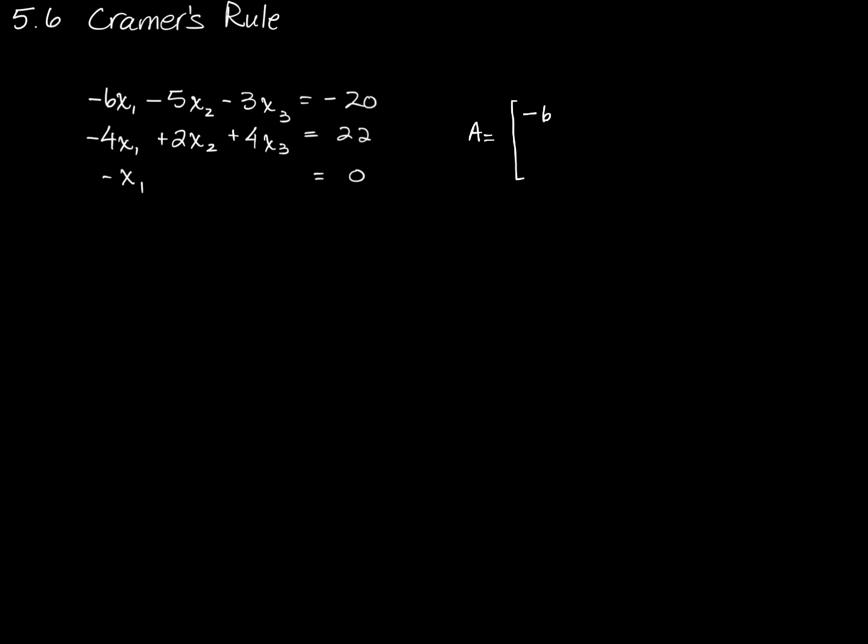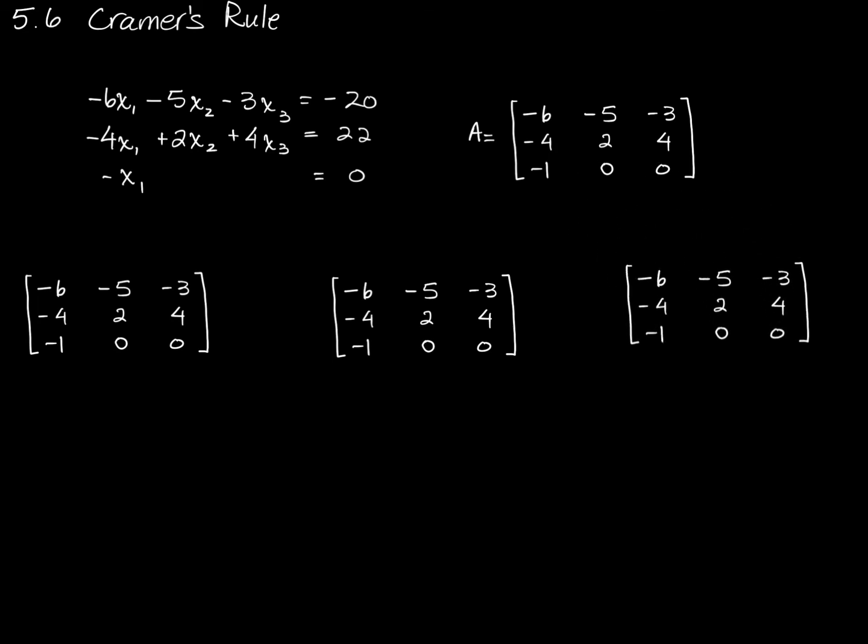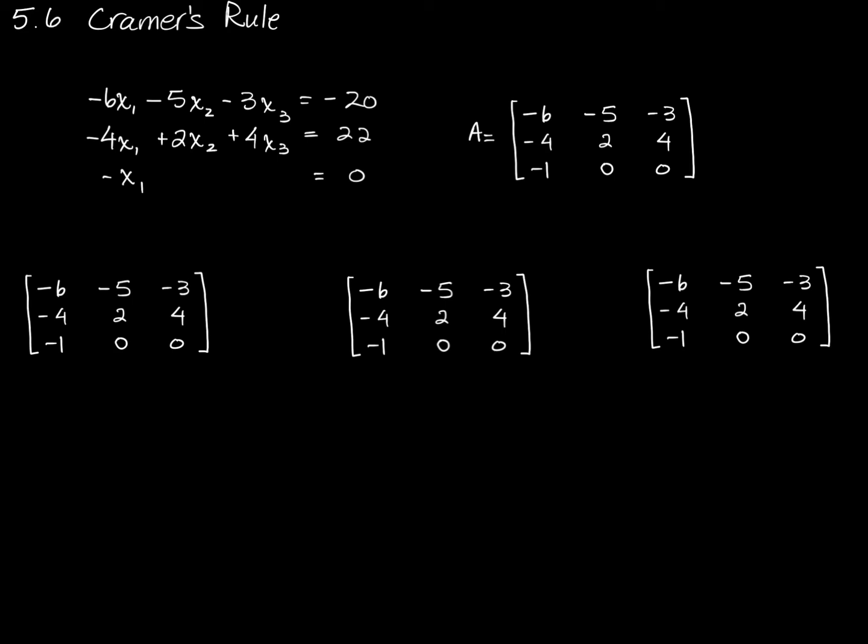So I get something that looks like this: -6, -5, -3, -4, 2, 4, and -1, 0, 0. That's matrix A. Now I'm going to make 3 copies of matrix A this time because I have 3 variables. So I'm going to need to do this process 3 different times. There's one copy. Here's another. And here's a third. And in each one of these, in turn, I'm going to replace one of the columns with a column made up of the constants.